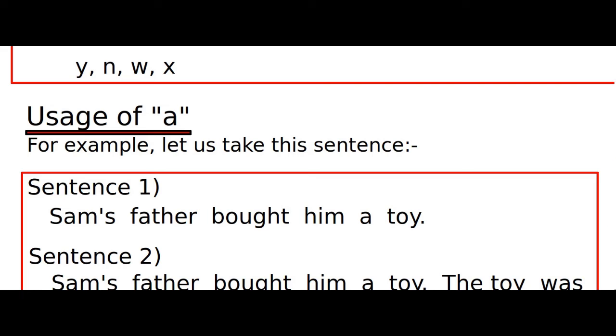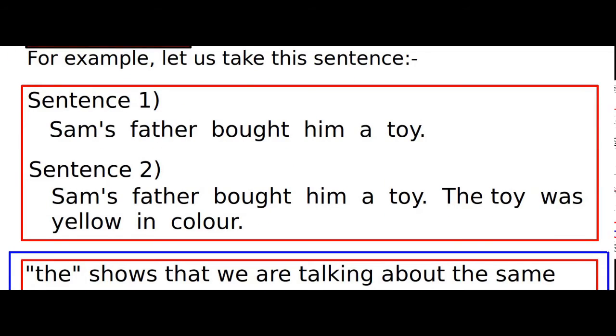Okay friends. So, let me tell you now why we did not use the in this sentence. For example, let us take sentence number 2. Sam's father bought him a toy. The toy was yellow in color. In this sentence, we use the because the information about the toy that is in sentence 1 says Sam's father bought him a toy. Now we are specifying more details about the toy. For example, the toy is yellow in color. So we are using the in this sentence.